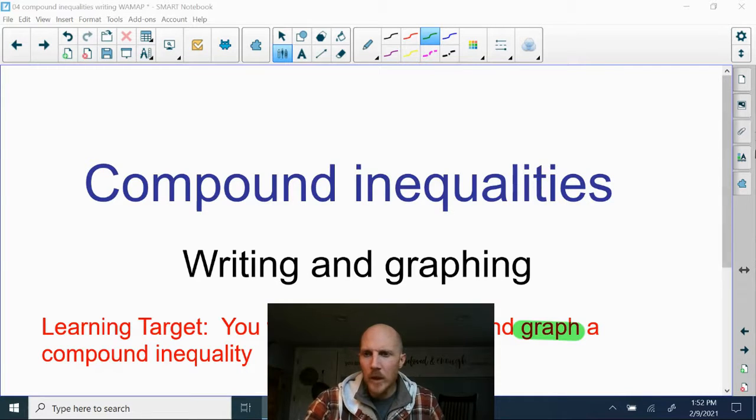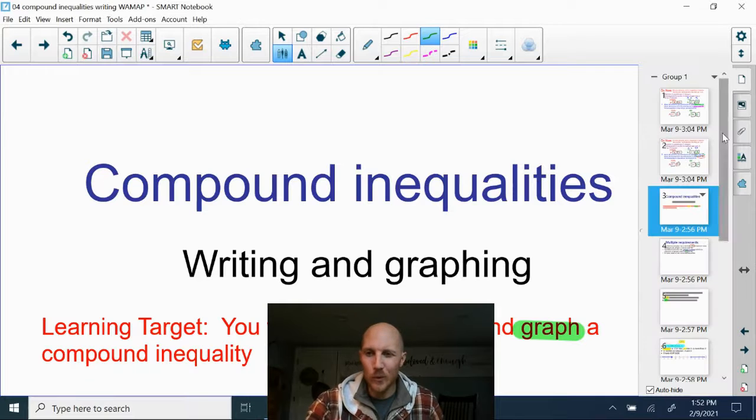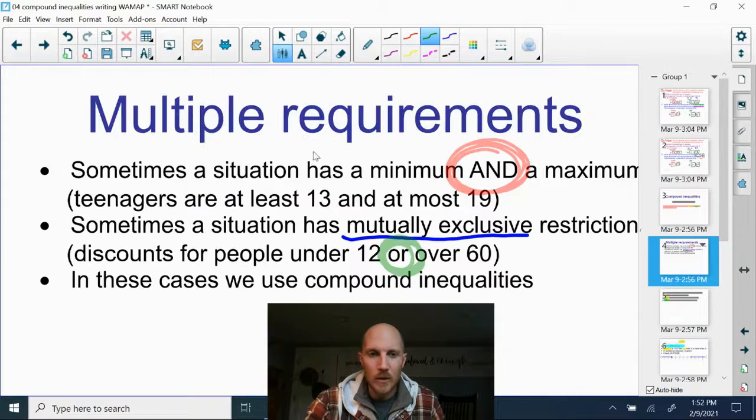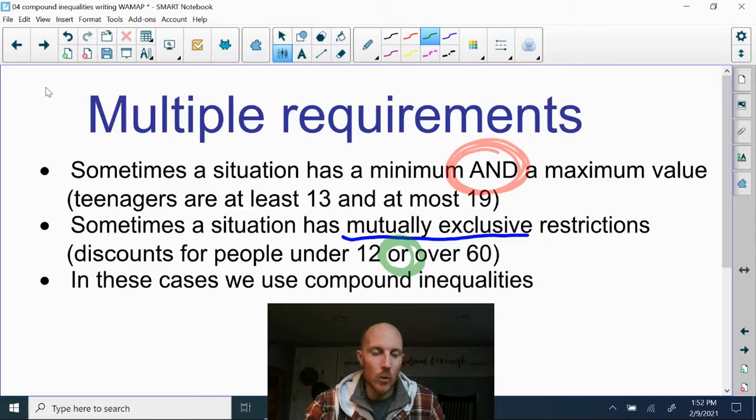So what is a compound inequality? Why would we use one? Well, in the world out there, there are many situations that have multiple requirements, like what we just saw with that do now. Sometimes a situation has a minimum and a maximum value, like when we were describing the ages of teenagers. And whichever number we decide is the end of being a teenager, that's not the point here.